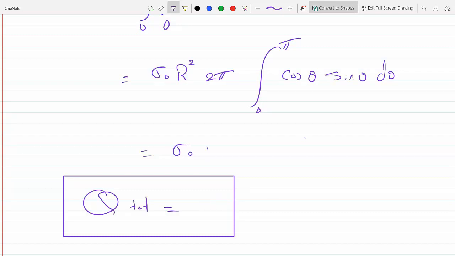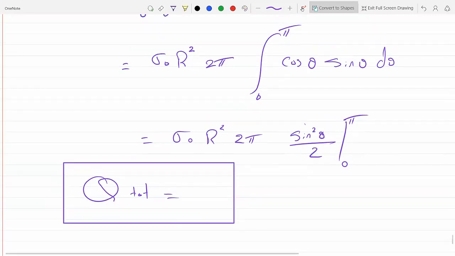R squared 2 pi. So if sine is u, cosine is du, so this will just be sine squared. Oh yeah, it's still 0, because sine pi is 0 and sine 0 is 0. Let me think. Sine cosine 2 theta, well, this is nothing but, if sine is u, u squared over 2. You get 0 because this goes to 0.